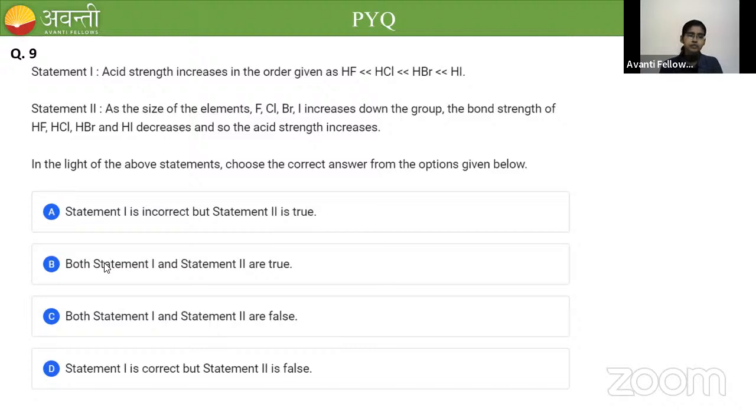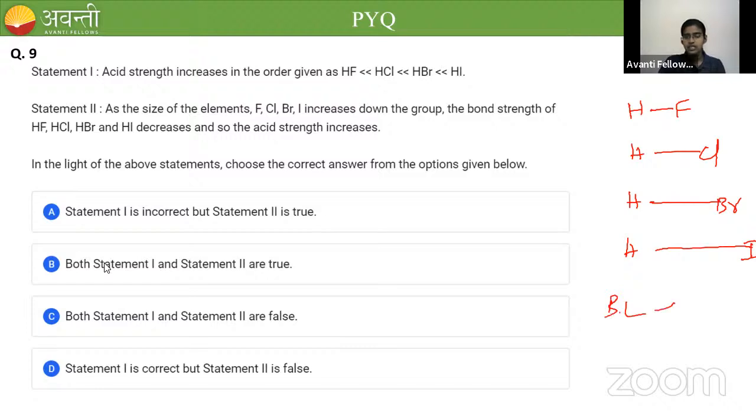Statement 1 is correct. As the size of the element fluorine, chlorine, bromine, iodine increases down the group, the bond strength of these compounds decreases, so the acidic strength increases. So this statement is also correct, right? So on moving down the group, what happens? For HF, HCl, HBr, and HI, the bond length is actually increasing. Bond length and bond strength are inversely proportional, right? If bond length is increasing on moving down the group, bond strength is decreasing.